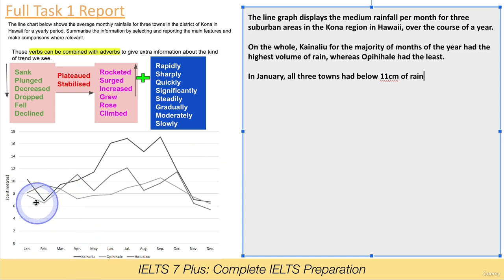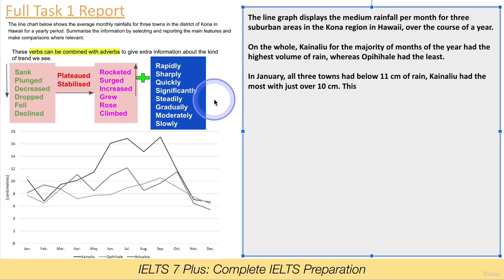And Kainaliu had the most with just over 10 centimeters. Lovely. Okay. We don't, again, like we've been doing in the past, we don't need to draw upon everything. We just need to pick the main features. So maybe we can talk about most of the months, anything dramatic. We can use our adverbs, maybe a sharp drop.